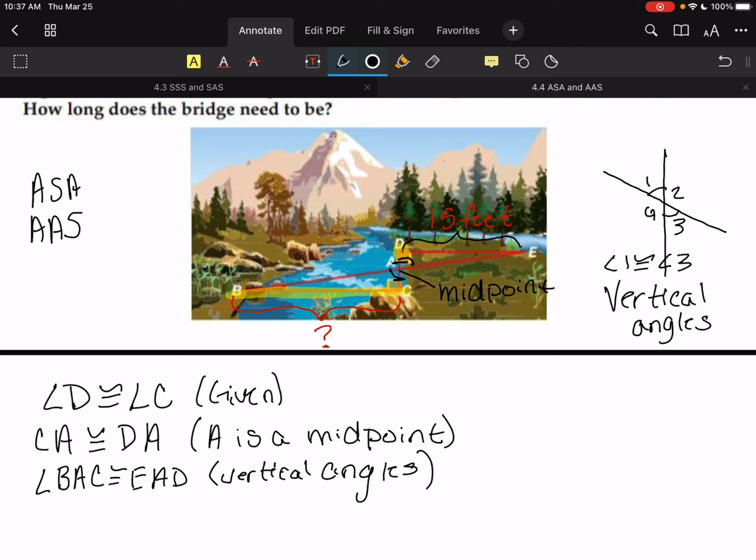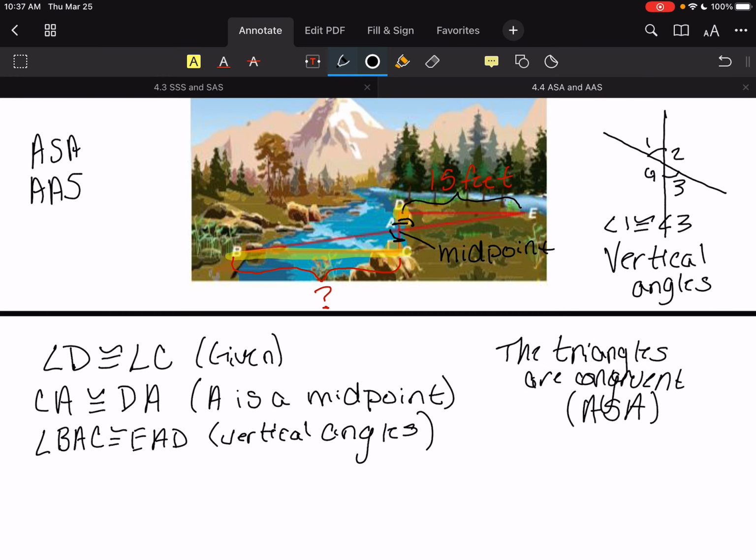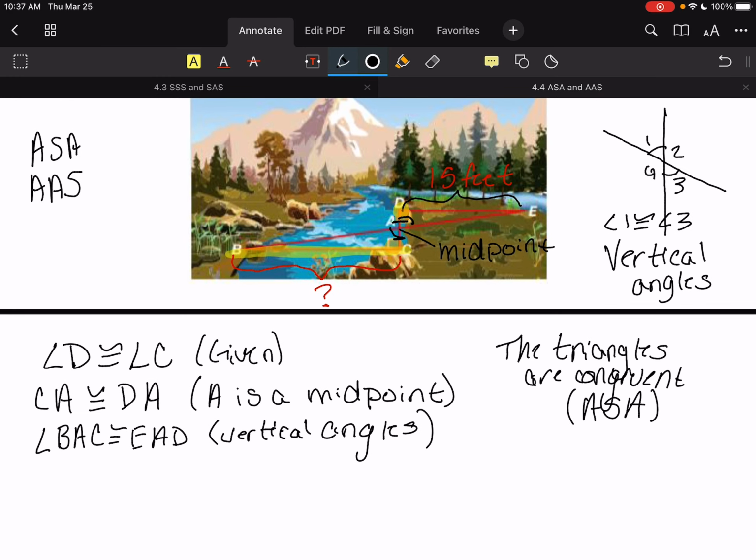So because I now have angle, side, angle, they are congruent because of that angle, side, angle, which means that DE is congruent to BC, and if congruent parts are congruent, then it is going to be 15.